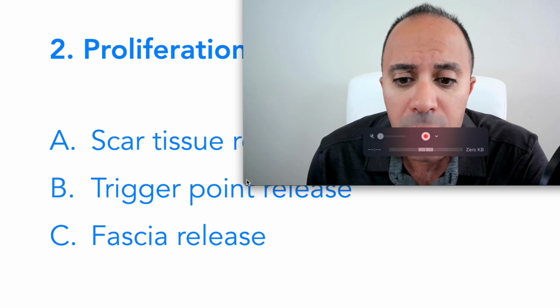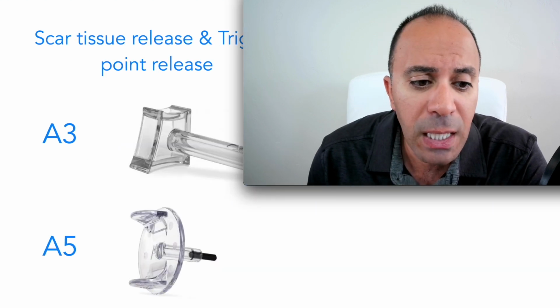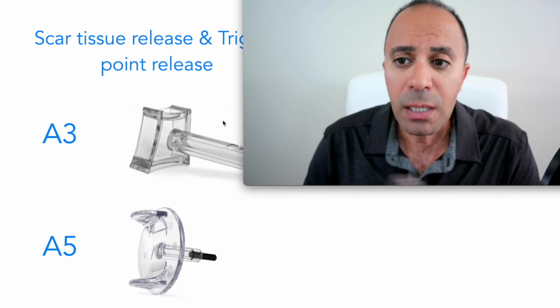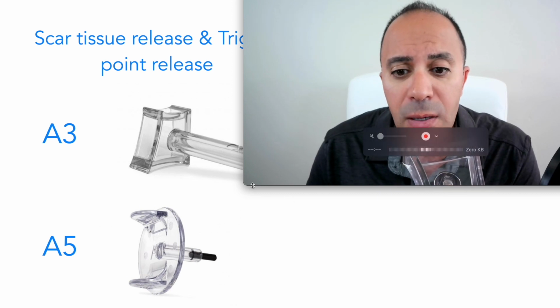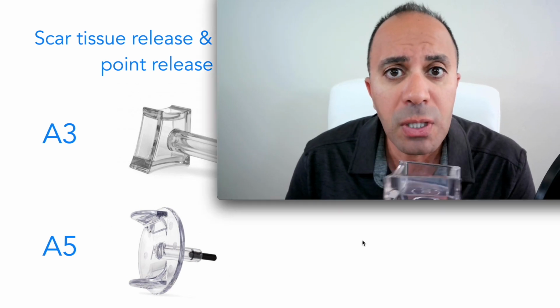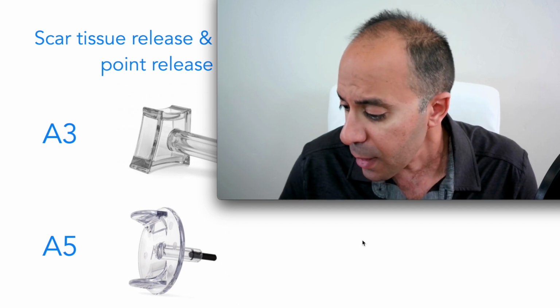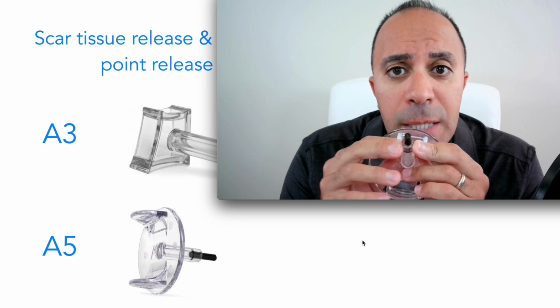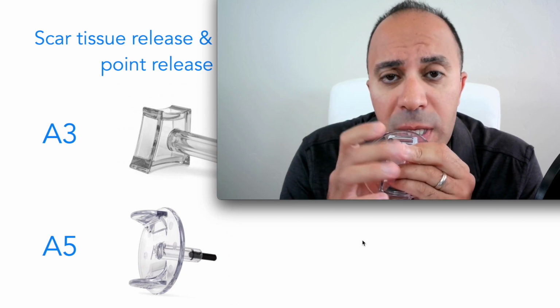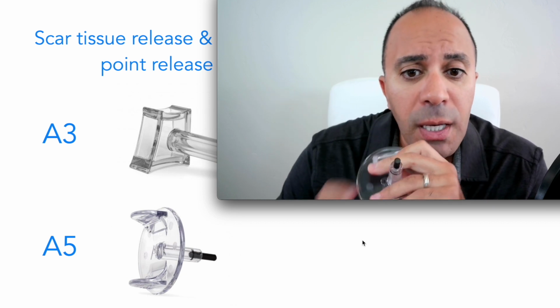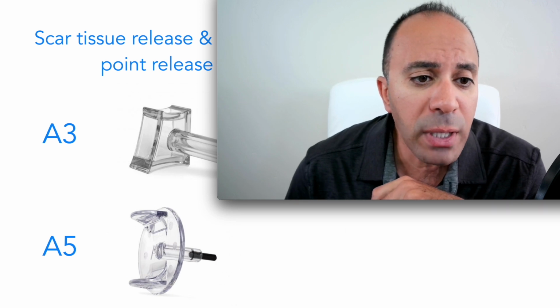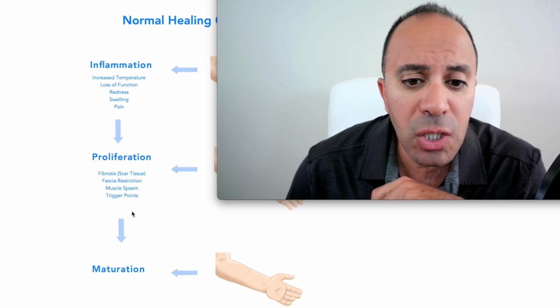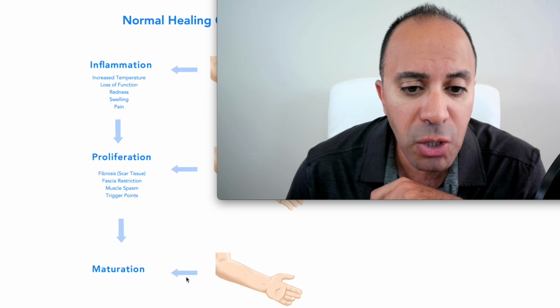So what I usually do for the proliferation stage, I use the A3 to work on breaking the scar tissue, especially the superficial scar tissue. And then I use the A5 to work on breaking down deep scar tissue, trigger points, and fascia restrictions. So we have to work on everything in the proliferation stage to really transition it to the maturation stage.